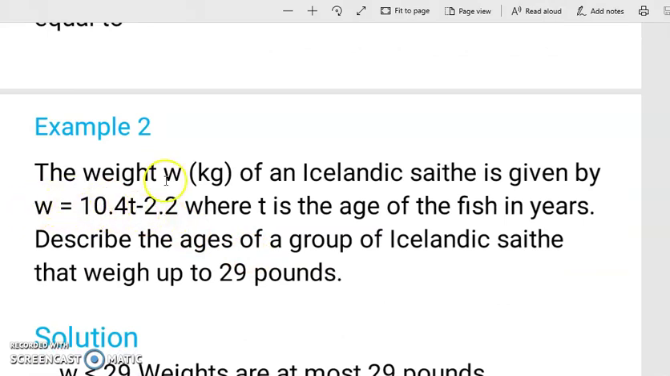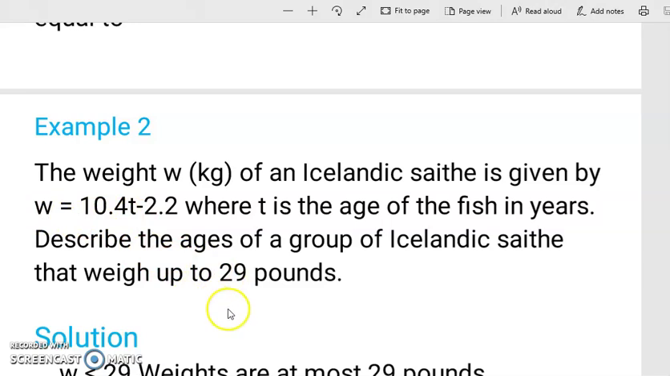W is a weight, so it describes the weight of an Icelandic scythe that weighs up to 29 pounds. So this 29 pounds is a relative weight. It's not the actual weight. So we have to compare this. This is "up to", which means the weight is less than or equal to the required weight from this given equation.